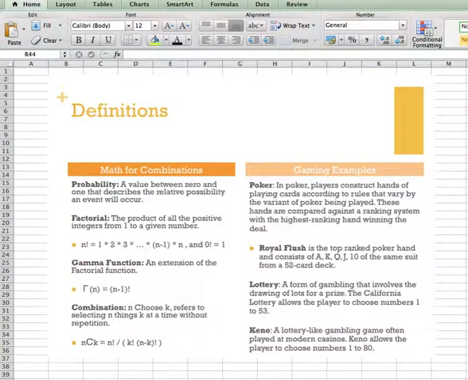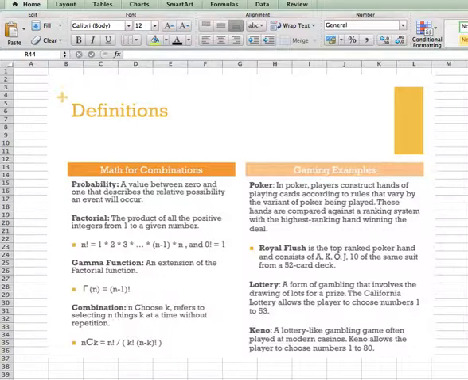Let's begin with definitions of math functions related to combinations. Probability is a value between 0 and 1 that describes the relative possibility an event will occur. We often see probability expressed as a percentage between 0 and 100. Factorial is the product of all the positive integers from 1 to a given number. The formula is n factorial equals 1 times 2 times 3 up to n. By definition, 0 factorial equals 1.